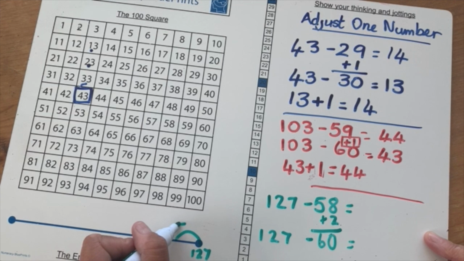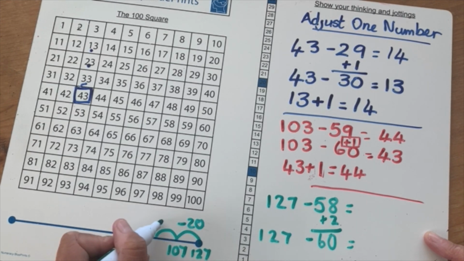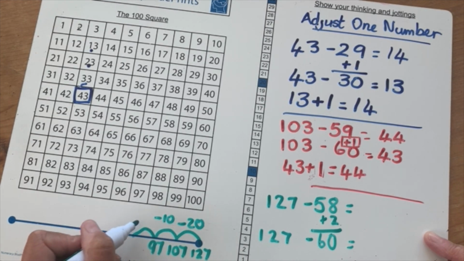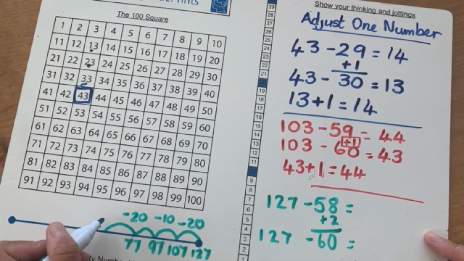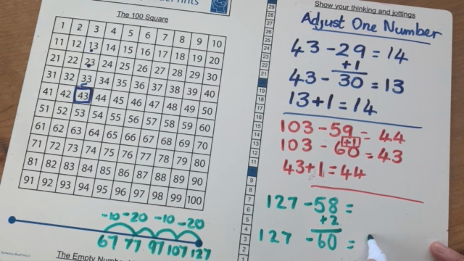I'm going to take away 20 because I know that gets me to 107. Then I'm going to take away 10, which gets me to 97. Take away another 20, 77, 20, 40, 50. And the final 10, 67.